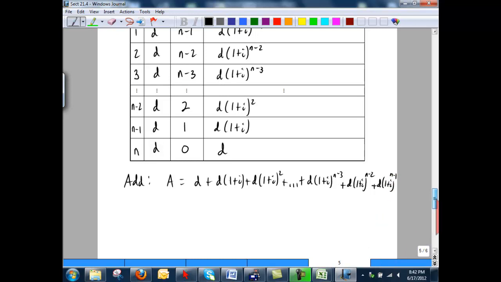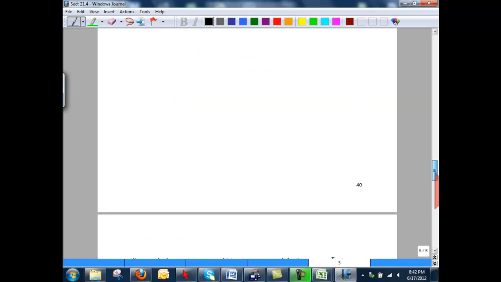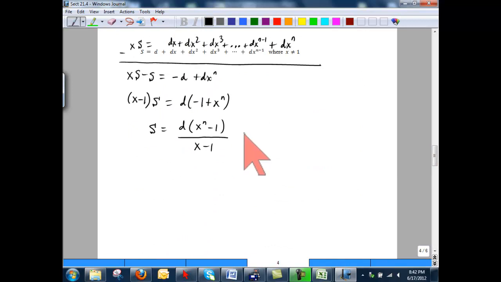Okay, that looks horrible, I imagine, to you. It even does to me. But it's actually a geometric series. Each term is the previous one multiplied by the quantity 1 plus I. So use the previous formula with what we called x now being the expression 1 plus I. By the previous formula, I mean this formula.